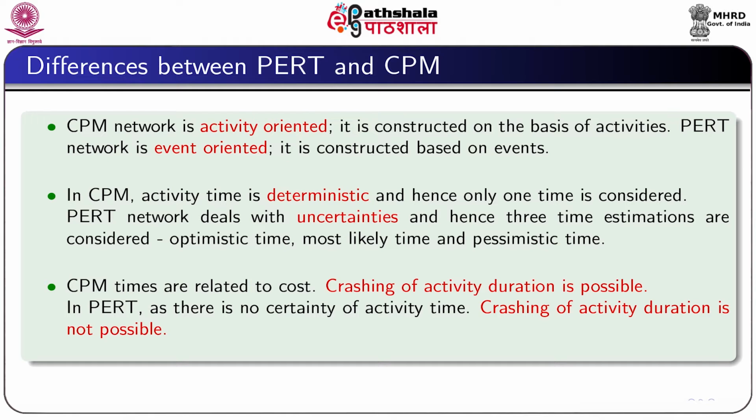The CPM network is activity oriented. It is constructed on the basis of activities, whereas the PERT network is event oriented. It is constructed on the basis of events. In CPM, activity time is deterministic, hence only one time is considered, whereas the PERT network deals with uncertainties and three time estimates are considered usually: optimistic time, most likely time and pessimistic time.